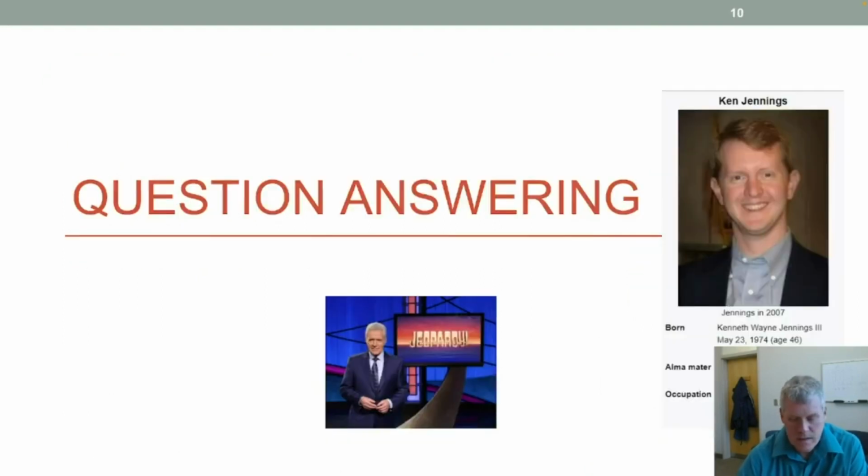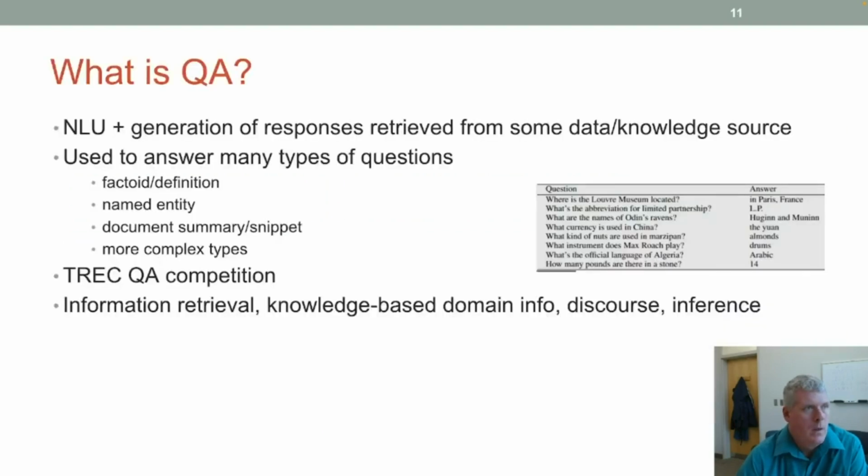Question and answer, like I mentioned in a previous lecture. Here's Ken Jennings, one of the best Jeopardy players of all time, and a BYU alum. And what is it? Well, it's natural language understanding and generation, a response to retrieve from some data or knowledge source, right? It's used to answer many types of questions, factoid or named entities or document summary or snippets. This is the text retrieval evaluation Q&A competition.